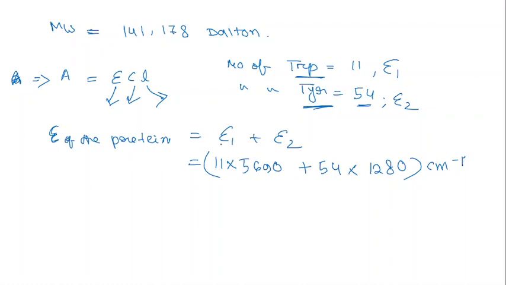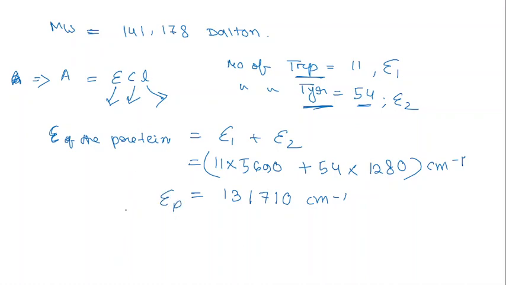So now what is the value of it? 131710. It is just epsilon 1 plus epsilon 2, because it consists of two amino acids, tryptophan and tyrosine, and there are 11 tryptophan and 54 tyrosine. So I just multiply the molar extinction coefficient with the number of residues. Okay, now this is the molar extinction coefficient of the protein.